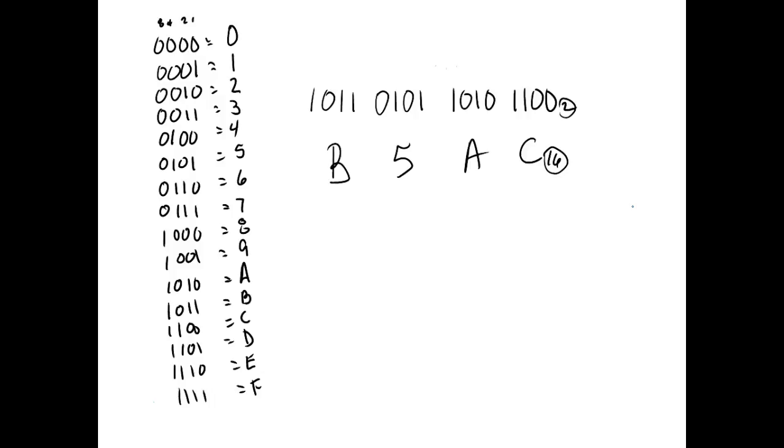If I come over here, since I've got them in groups of fours, I'm going to do it in groups of threes. One, two, three. One, two, three. One, two, three. One, two, three. Now I'm going to convert this over to octal. So this would be 1, 3, 2, 6, 5, 4, and that would be base 8. Same number. They're exactly equal to each other.